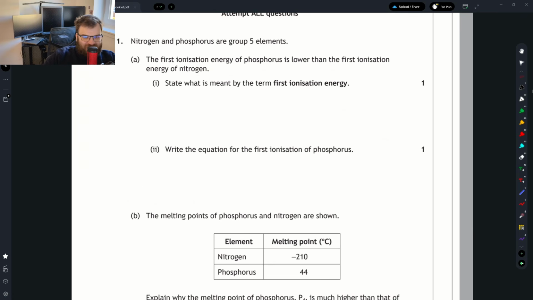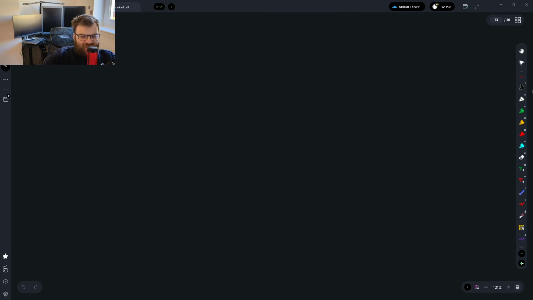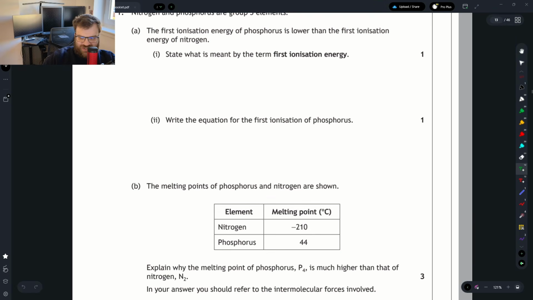We're asked about ionization energy, so we go to the page in the data booklet. It shows us at the top what the equations for these are. The first ionization energy is the energy required to remove 1 mole of electrons from 1 mole of gaseous atoms. We're asked to mention gaseous atoms and removing electrons.